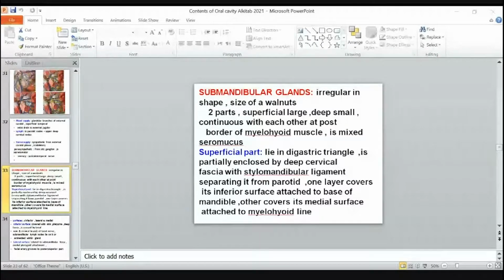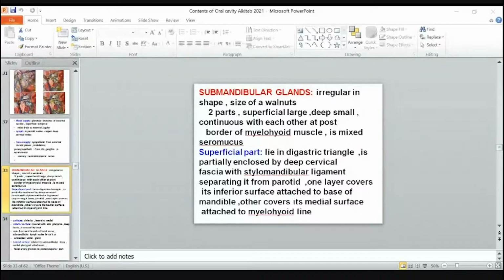The submandibular gland is a mixed gland, mucous. While we have seen that the parotid is only serous, this one is a mixed gland, mucous. Again, submandibular glands, two of course, irregular in shape, size of a walnut, smaller than the parotid. Two parts, superficial large and deep small, continuous with each other at the posterior border of the mylohyoid muscle. It's mixed mucous. The superficial part lies, as I said, in the digastric triangle.